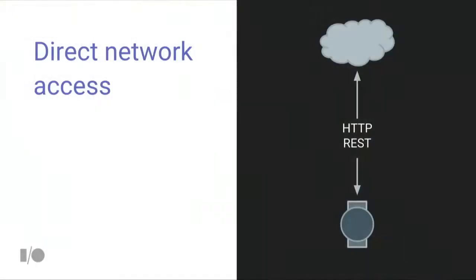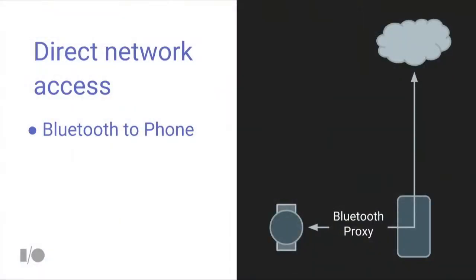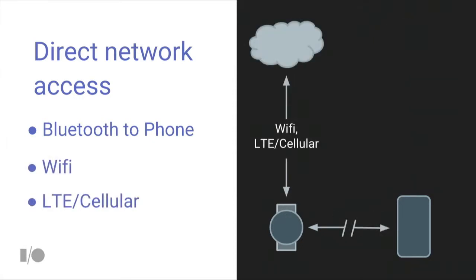One of the most important platform changes to enable standalone apps is the expansion of direct network access. Apps will now be able to communicate directly with cloud services and can also schedule background work that requires network access. When the phone is connected over Bluetooth, network traffic proxies through the phone's connections. When the watch is outside of phone range, Wi-Fi and cellular networks are used, depending on hardware support. The Wear platform takes care of the transitioning between networks.